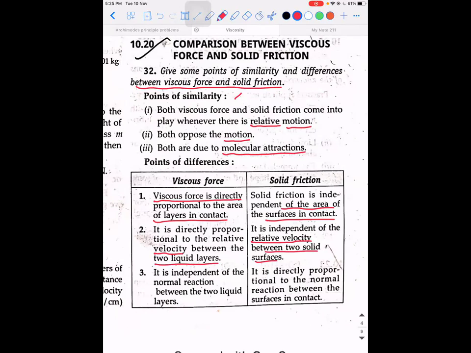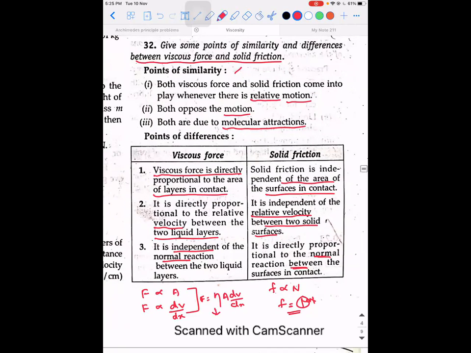Thirdly, viscous force is independent of the normal reaction between the two liquid layers, whereas solid friction is directly proportional to the normal reaction between the surfaces. Remember, F is directly proportional to N there. Here, F is directly proportional to A and F is directly proportional to dV by dx. When you combine these two, you get eta into A into dV by dx as the viscous force. There, when you remove the proportionality symbol, you get mu, which is called the coefficient of friction. Here, eta is called the coefficient of viscosity, that is, liquid friction. Guys, am I clear with the differences?